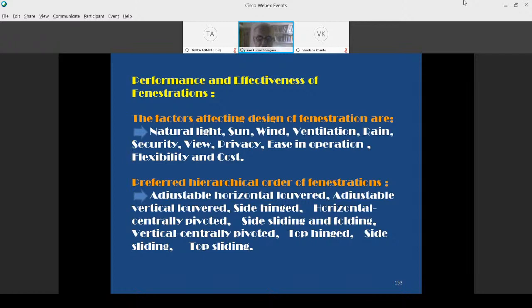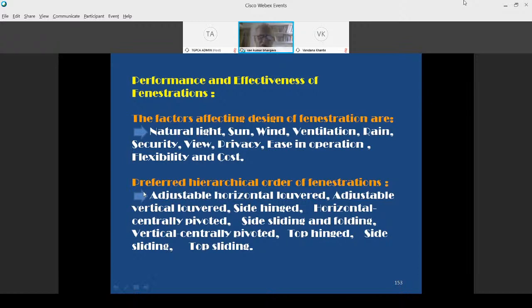So friends, view is also important. Then it must provide the required level of privacy. Then it must be easy to operate, should not be too complicated. Then flexibility must be there so that one can block one element at a time and allow another, favorable element. And at the end, cost is also a major factor, which will have its own effect and influence on the design and fenestration of the window. It should not be too costly.